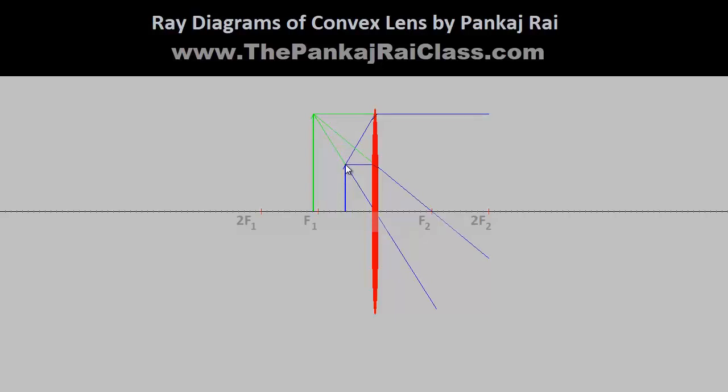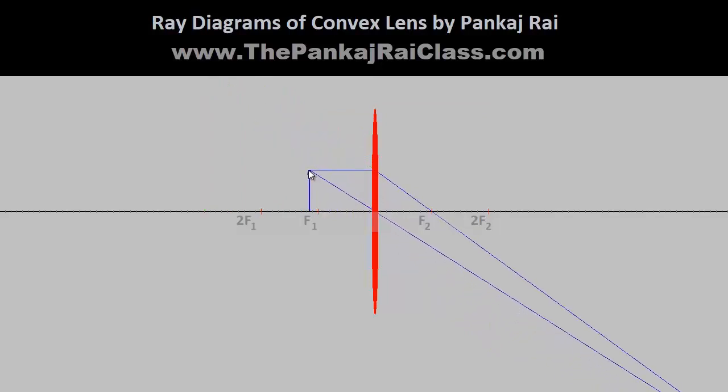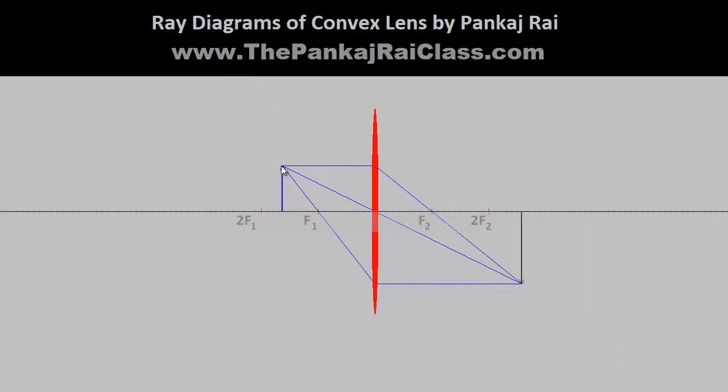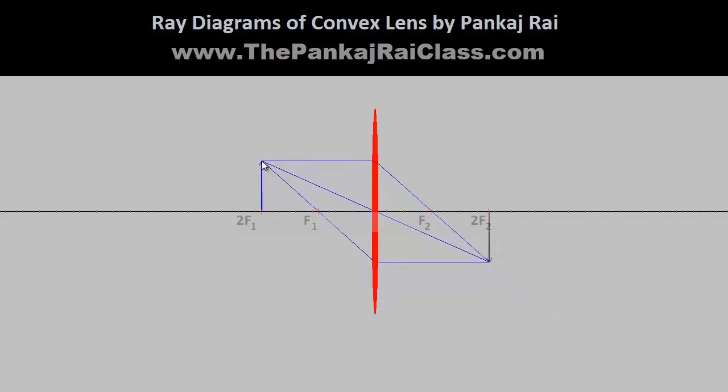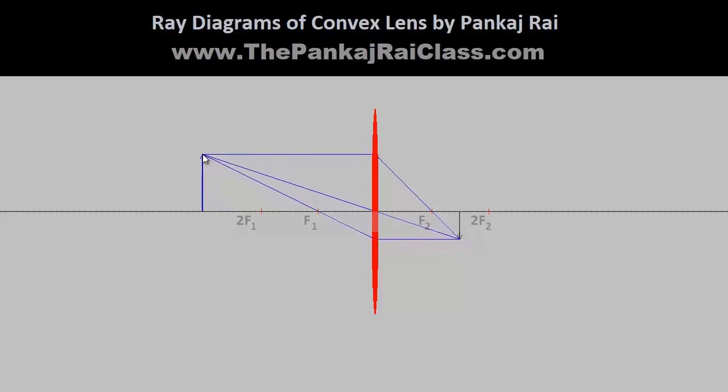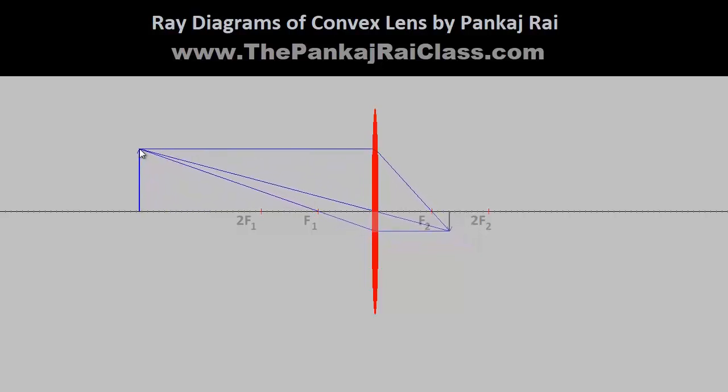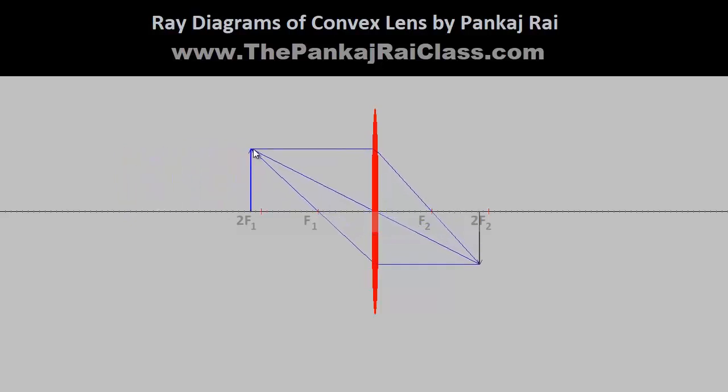What if I again move it towards the focus? Now the image will be formed at infinity when the object is at f1. When the object is between f1 and 2f1, the image is beyond 2f2. When the object is at 2f1, the image is at 2f2. When the object is beyond 2f1, the image is between f2 and 2f2. And when the object is at infinity, the image is at focus f2. So this was the complete explanation of ray diagram for you.